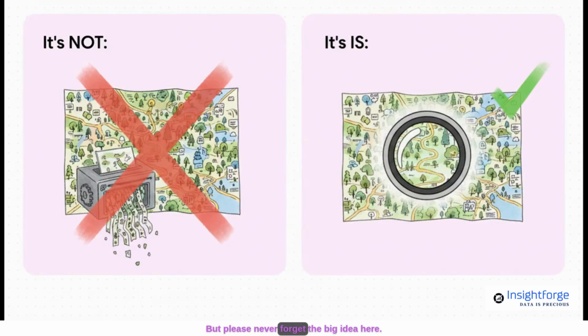But please never forget the big idea here. PCA is not about throwing away data or losing information. It is about finding a better lens to see it all through. It's not about deleting the details. It's about revealing the main headline that was buried deep in all that noise. And that's a really powerful mental shift, isn't it? Simplicity doesn't have to mean loss. Sometimes, it's the ultimate form of clarity.